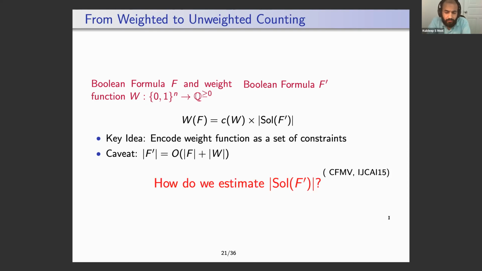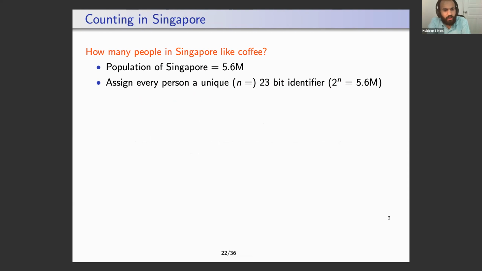So going back, how do we estimate the number of solutions of this formula F prime? Let me give an example that might be closer to heart. Suppose we want to count how many people in Singapore like coffee.